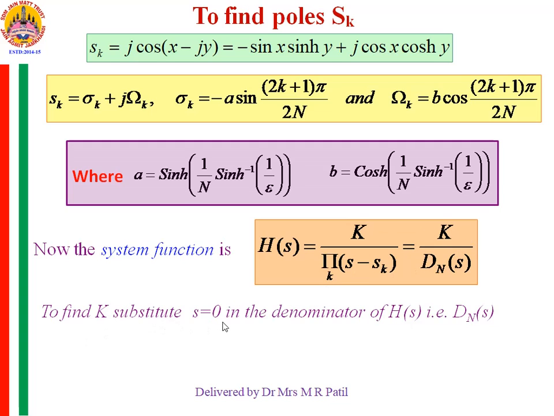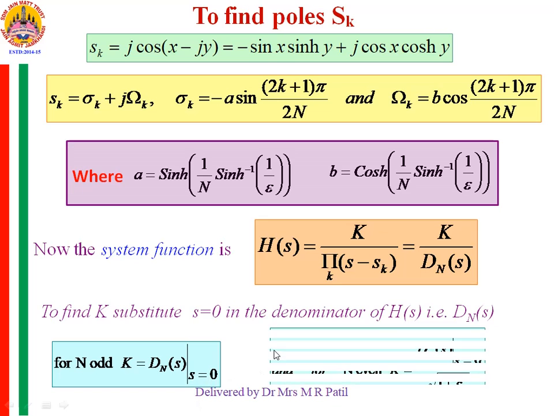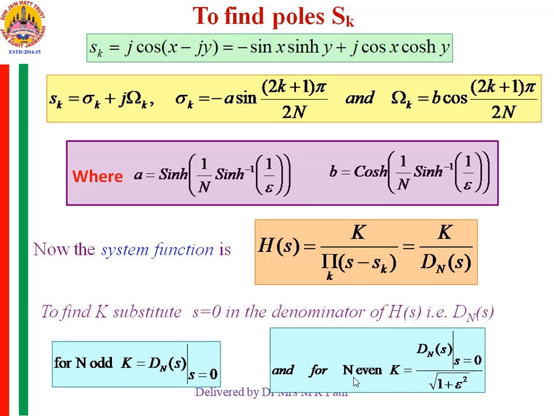the numerator normalizing factor, we have to substitute s equal to 0 in the denominator of H(s), that is Dn(s). So for n odd, K is equal to Dn(s) at s equal to 0, and if n is even, then K is equal to Dn(s) at s equal to 0 divided by square root of 1 plus epsilon square. So this is how you have to obtain this K, the normalizing factor for this H(s).